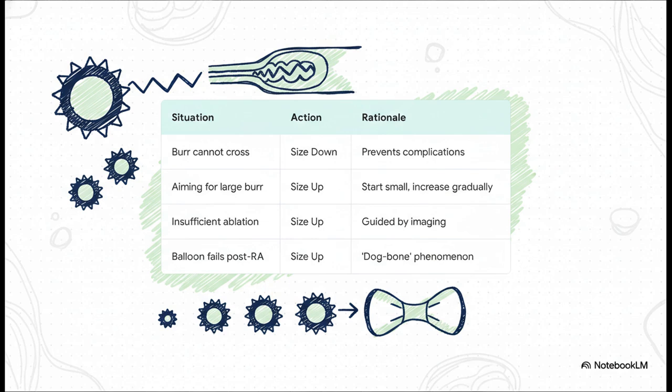So, when do you use a second burr? Well, it's governed by these specific scenarios. If your first burr can't cross, you size down. That's a critical safety move. You size up when you're aiming for a large final burr, when imaging shows you haven't ablated enough, or when you see that classic dog bone phenomenon where a post-RA balloon just won't expand. That's a clear sign you need more ablation.